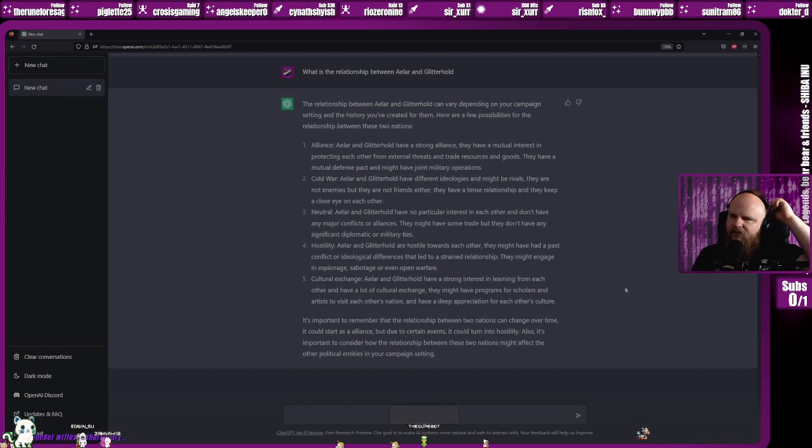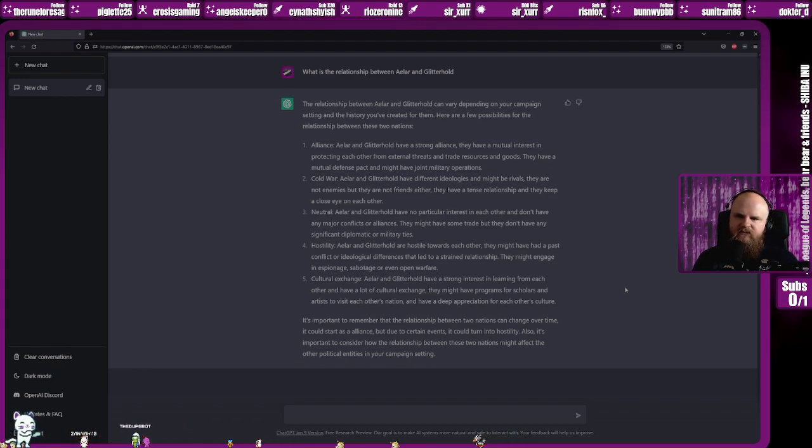Let's see. The relationship between Alar and Glitterhold can vary depending on your campaign setting and the history you've created for them. Here are a few possibilities for the relationship between the two nations. I have not created any history between them. Alliance. Alar and Glitterhold have a strong alliance. They have a mutual interest in protecting each other from external threats and trade resources and goods. They have a mutual defense pact and might have joint military operations.